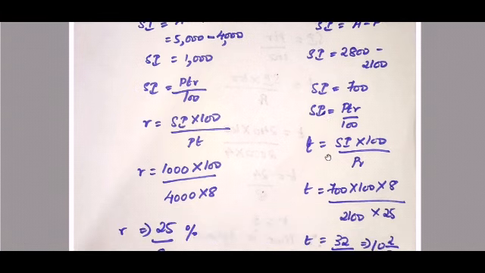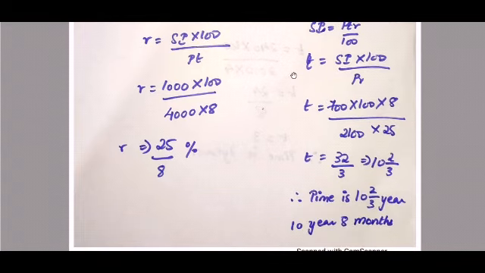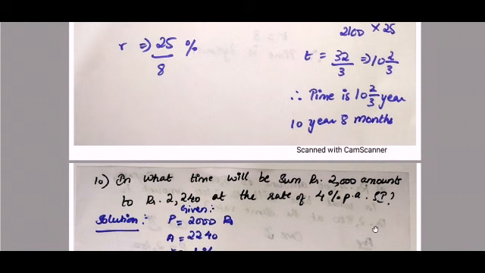Simple interest is equal to PTR by 100. So if you bring the unknown T towards your left hand side, T is equal to simple interest into 100 divided by PR. T is equal to 700 into 100 into 8 divided by 2,100 into 25. So time is equal to 32 divided by 3, which is 10 years and 2 by 3. So time is 10 years and 8 months, if you convert it into years and months respectively.